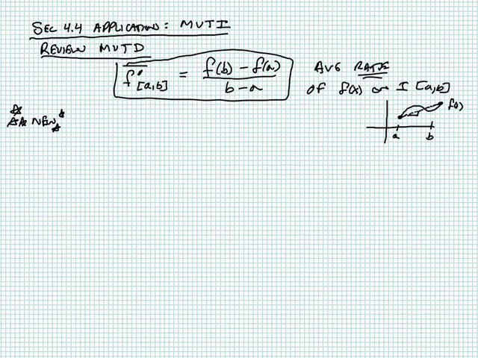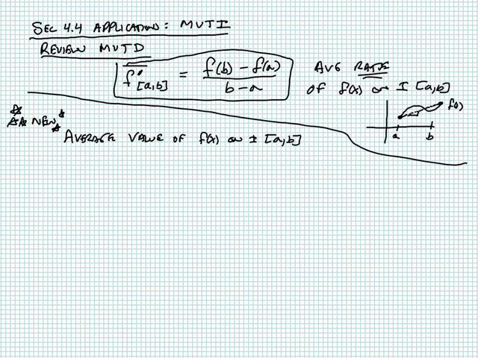Okay, so what we want to do that's new is I want to find, instead of the average rate, the average value of my function f of x on the interval a to b. So I'm going to kind of separate this out. So I'm looking for the average value. This is the average y value of the function from a to b.